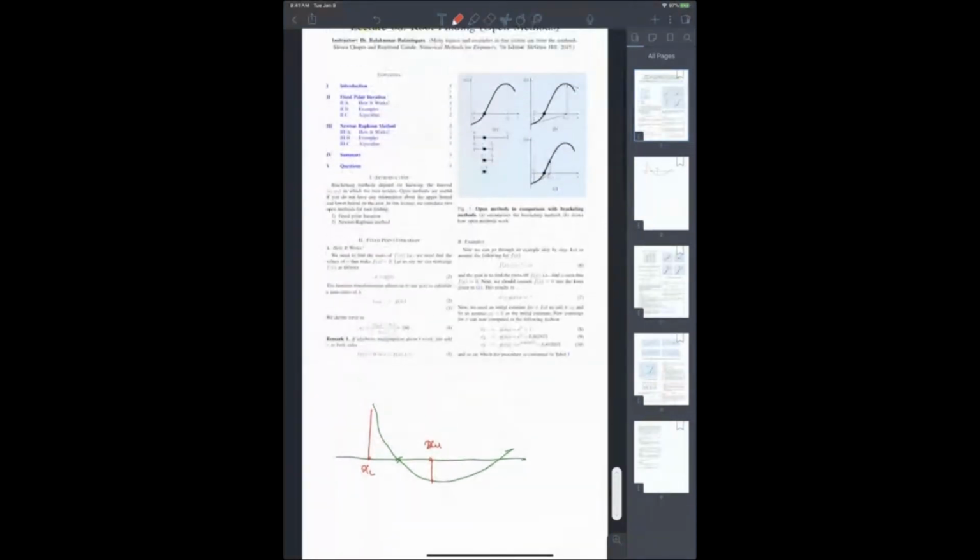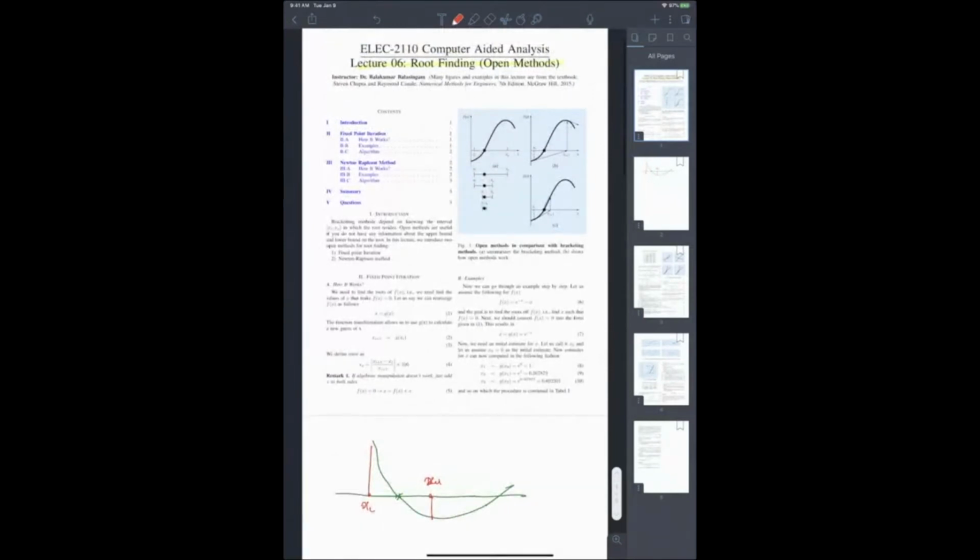Right? So in bracketing method, what we do is we give a bracket and then say XL and then XU, and then we have two different methods. We studied two different methods to find the root. One is the bisection method. One is the false position method. Now, similarly here, why is this called open method? That we don't know the upper and lower bounds of the root.